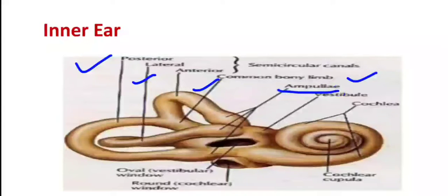Then cochlea is shown. Cochlea resembles the snail's shell. Look here, what do these coils resemble? These are resembling snail shell in its structure. And vestibule is opening on the oval window, that is the vestibular window, and round window is representing the opening of cochlear ducts.